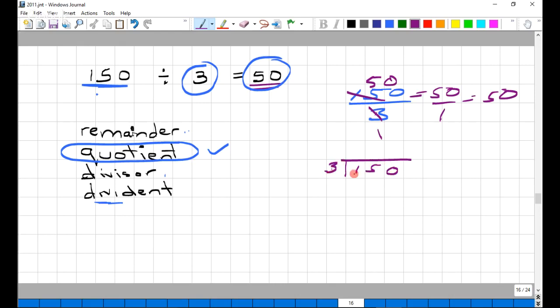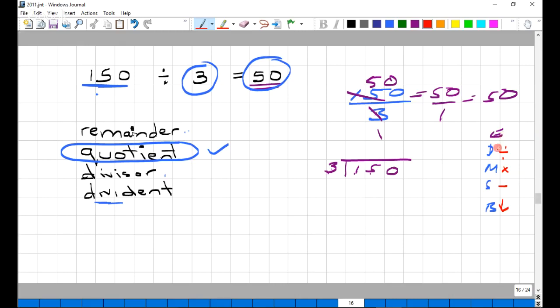Now 3 into 1 can't work. 3 into 15. What do we need to remember? Every dog must swim back. Let's add our signs as possible: divide, multiply, subtract, and bring down.